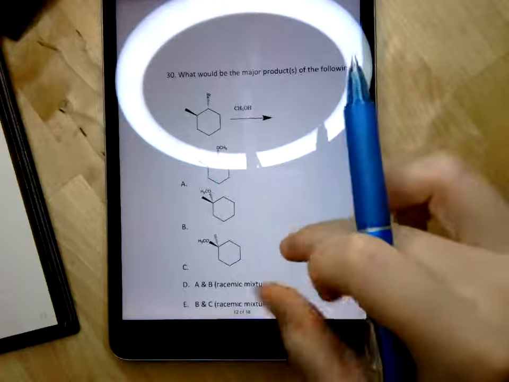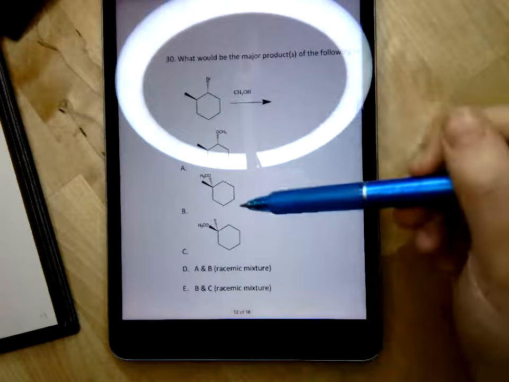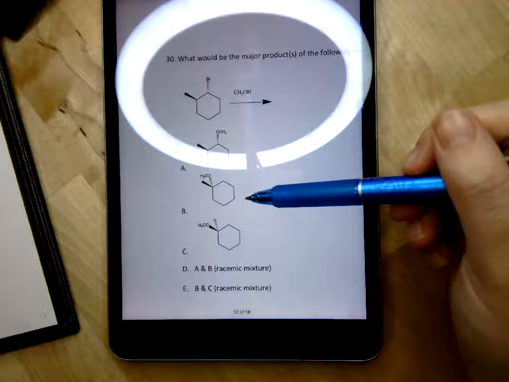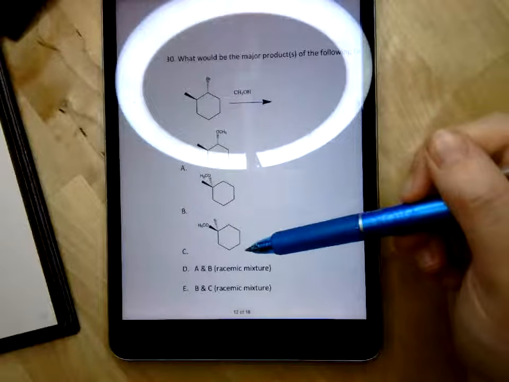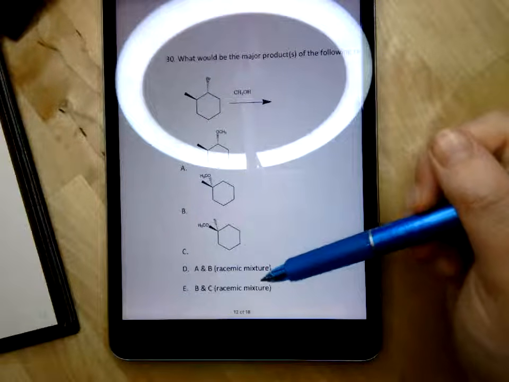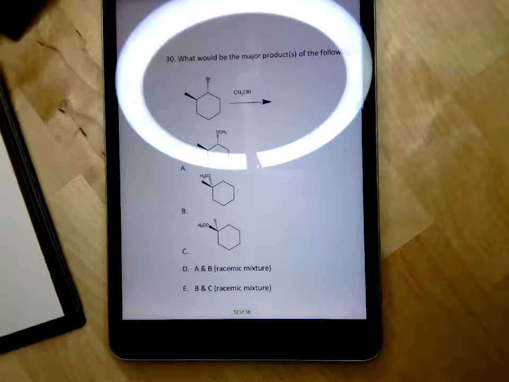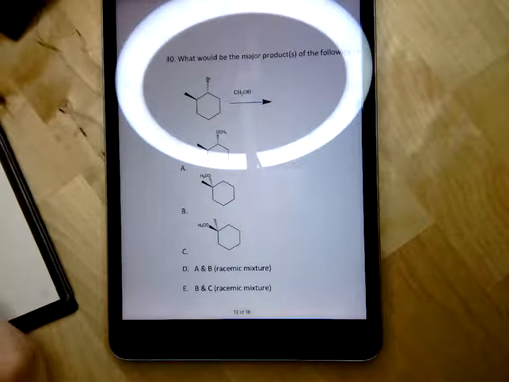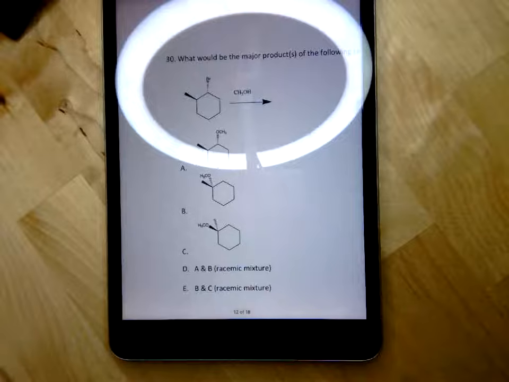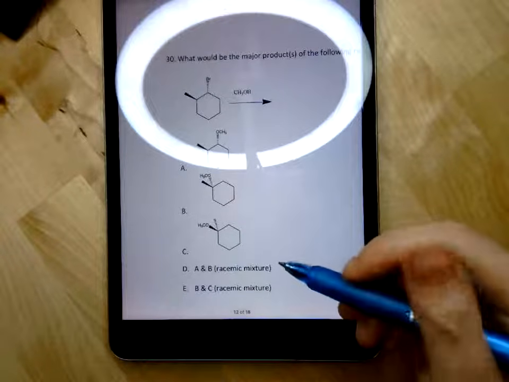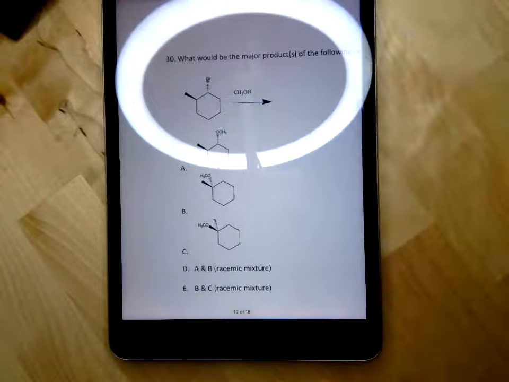A looks like it doesn't undergo rearrangement. B looks right, but it doesn't mention the enantiomer. C is the enantiomer, so I guess that would make E the right choice. And this is kind of a hint: you can't get a racemic mixture of A and B because they are diastereomers, not enantiomers.